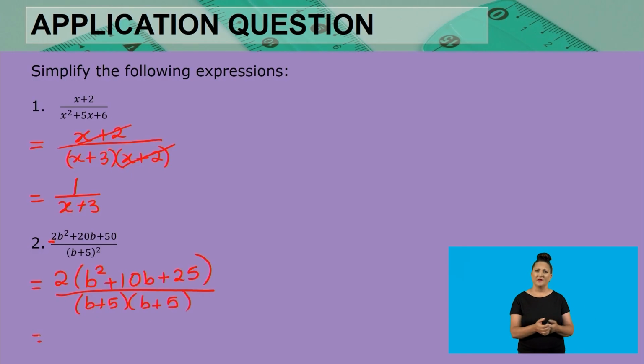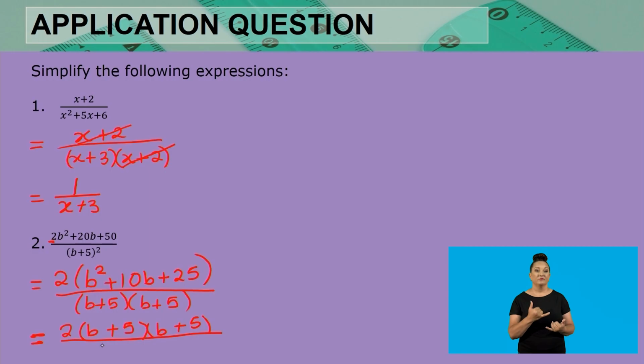Right. So our next move, we are going to look at that trinomial and factorize it. We have 2 outside there, and when we factorize it, we are going to have 2 brackets, and each of those brackets are going to have a b, as that is our variable at this moment. Then we are going to think of the factors of 25 that when added give us a positive 10. Those factors, you must have thought of them now. Yes, if you are thinking of a positive 5 and a positive 5, then you are absolutely correct.